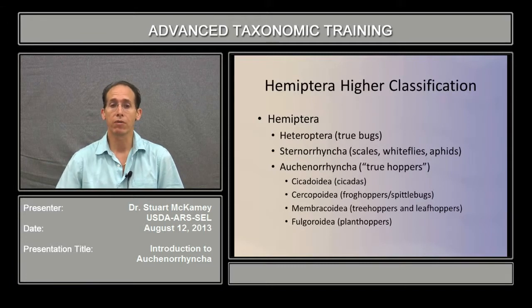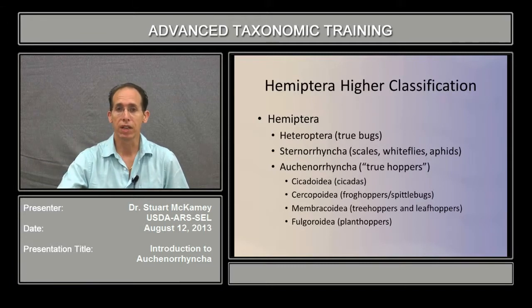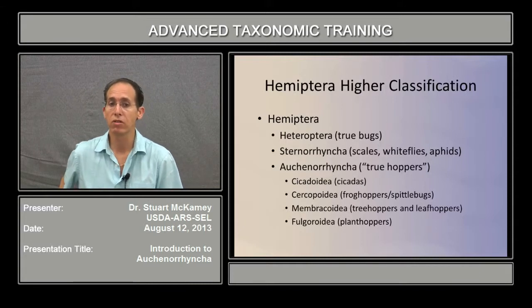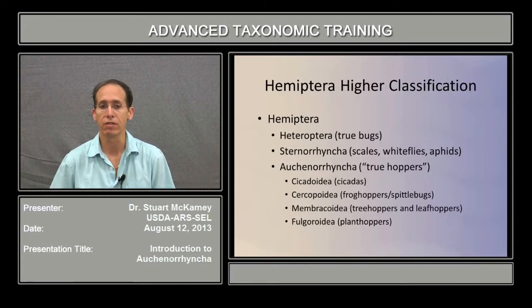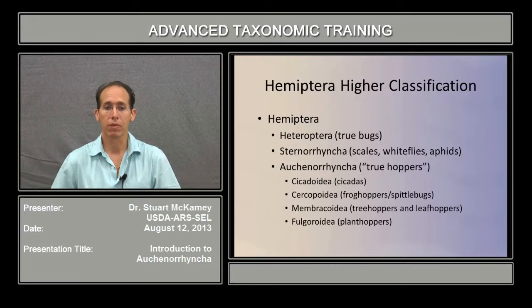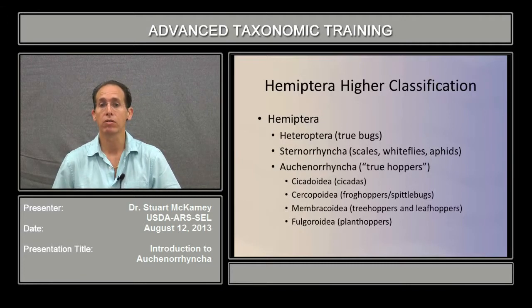Let's see where Auchenorrhyncha falls in the classification of the order. There are three suborders: the Heteroptera, or true bugs, the Sternorrhyncha, scales, whiteflies, and aphids, and the Auchenorrhyncha, which I like to call the true hoppers. In this suborder, there are four superfamilies: the Cicadoidea, or cicadas, the Cercopoidea, or frog hoppers, or spittle bugs, the Membracoidea, for tree hoppers and leaf hoppers, and the Fulgoroidea, for plant hoppers.